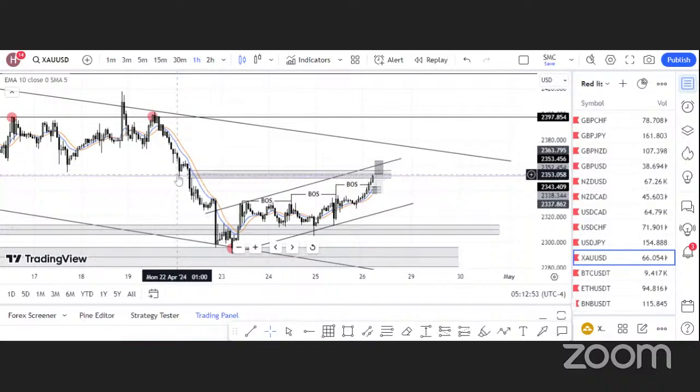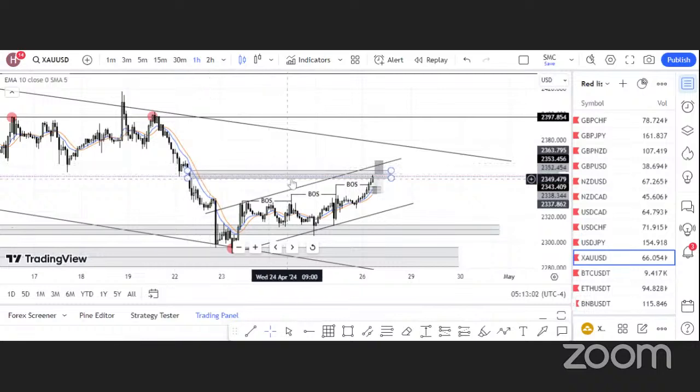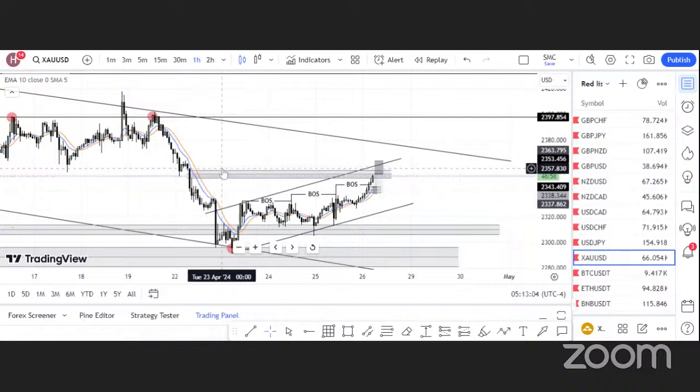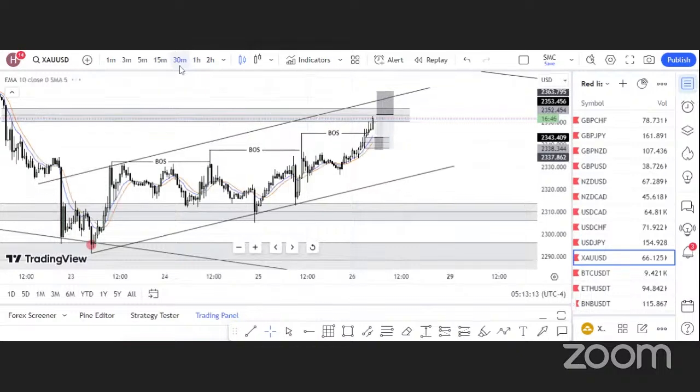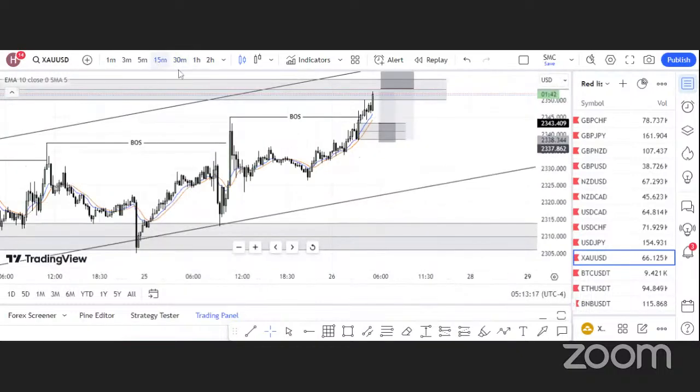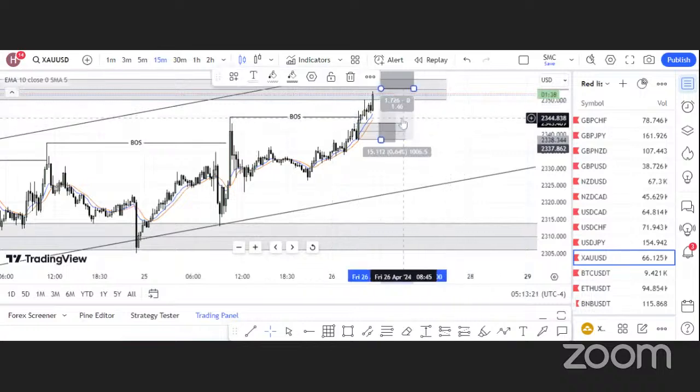So the fair value gap is number one. We have another block above the fair value gap. So if this market goes above this fair value gap, the market would probably decline from the level where we have the other block. All right, so let's just wait patiently. Let's see what's going to happen from this point.